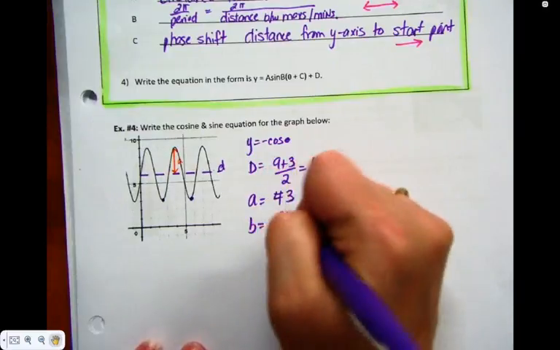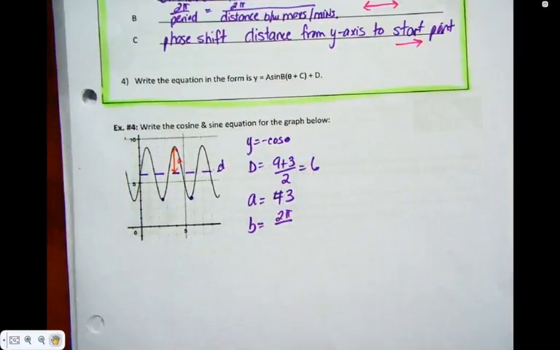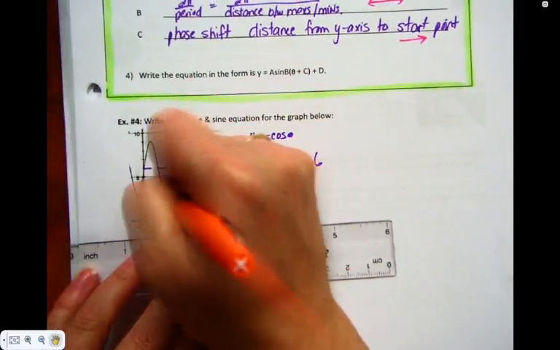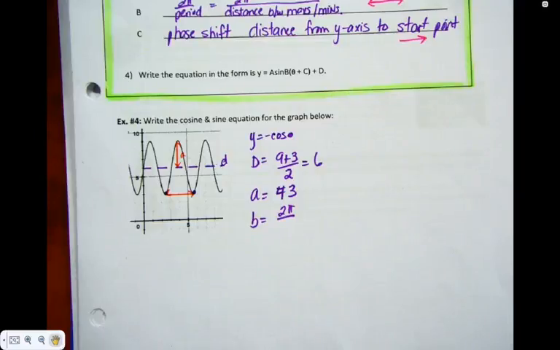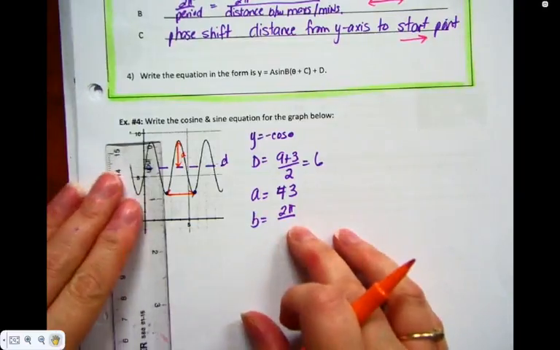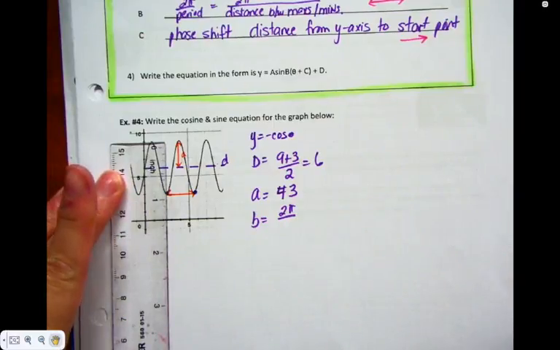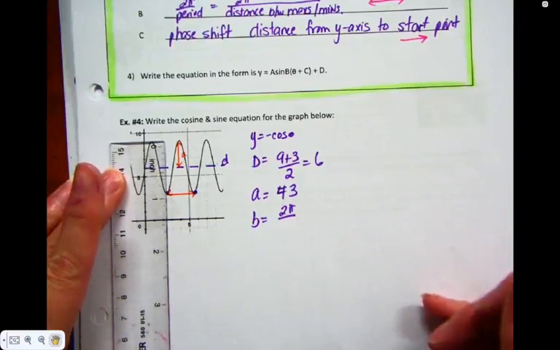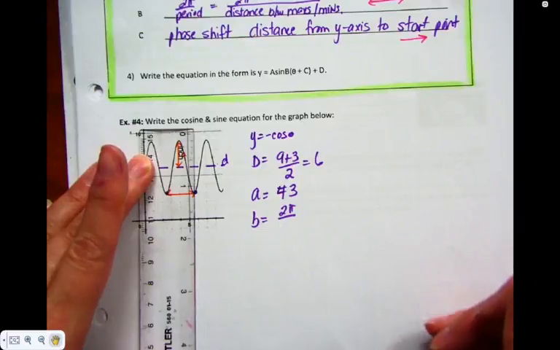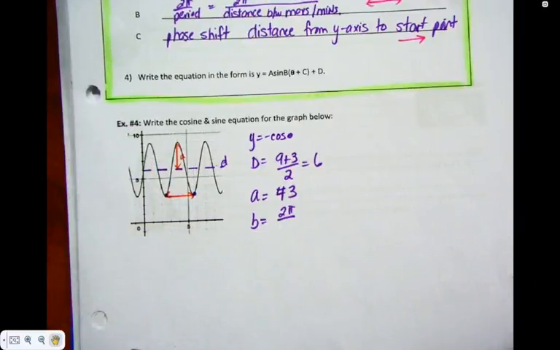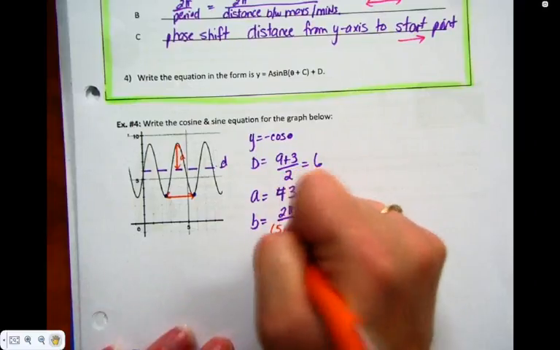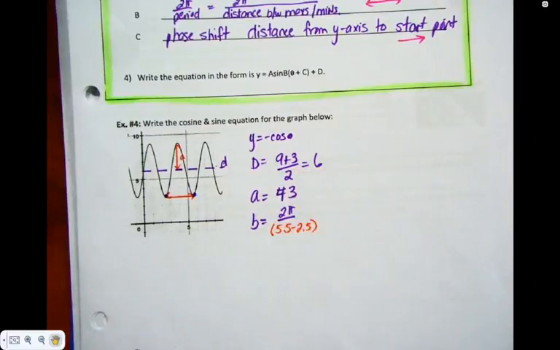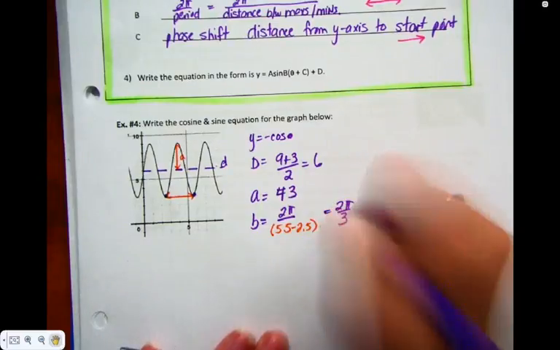B comes next, and it's 2 pi divided by the period. The period is your starting point to your end point, so the distance between these two dots. And so we're looking now at the x-axis. The first dot is at 2, 2.5, I think is a little bit better. And where's the other dot? 5.5, so how many units between them? 3. So I'm just going to write down where we're getting it from. So we took 5.5 minus 2.5. You don't need to write that work there, I'm just showing you. So 2 pi on 3.